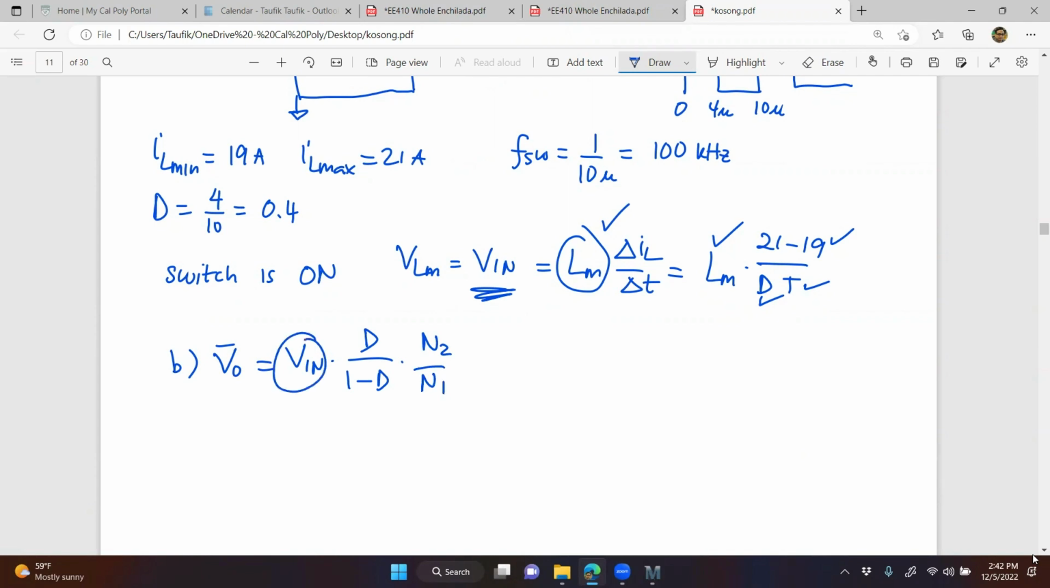Do we know V in? Yes, from part A. Do we know the duty cycle? Yes, we do. N2 over N1? Yes, it's given. So we should be able to get V out from there.